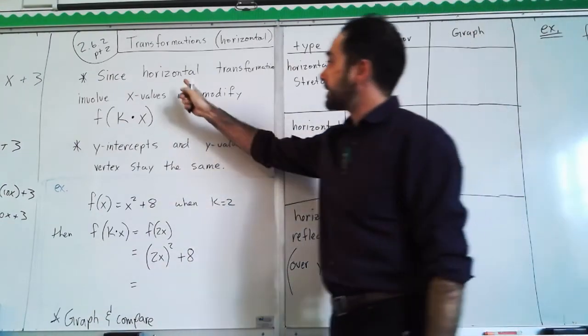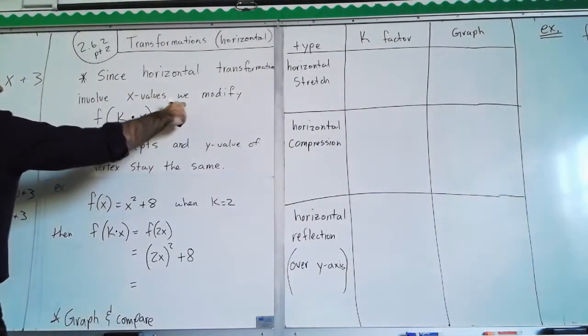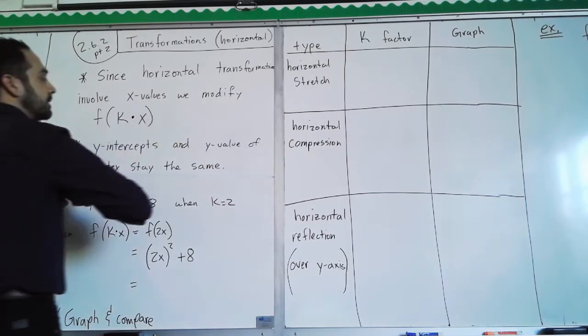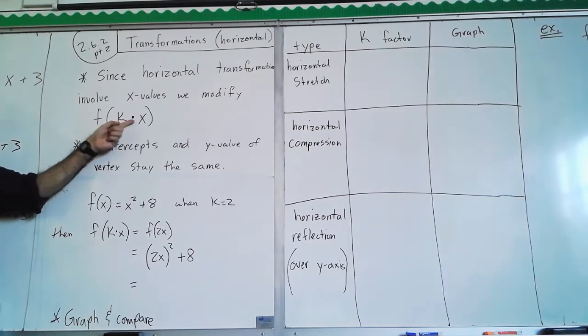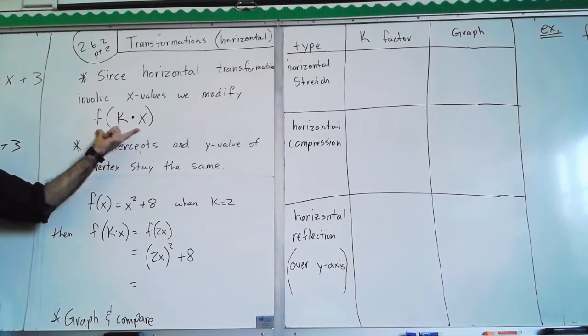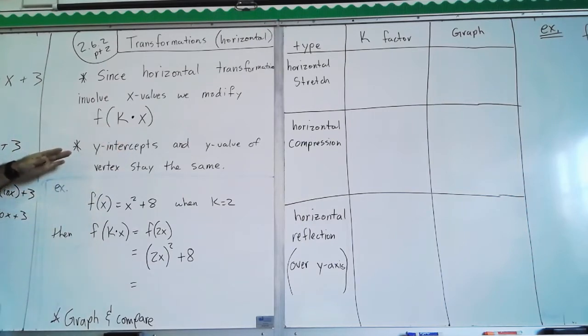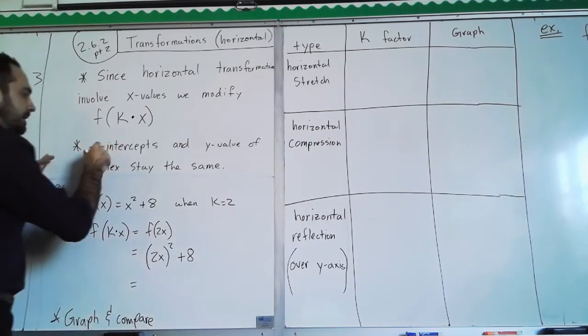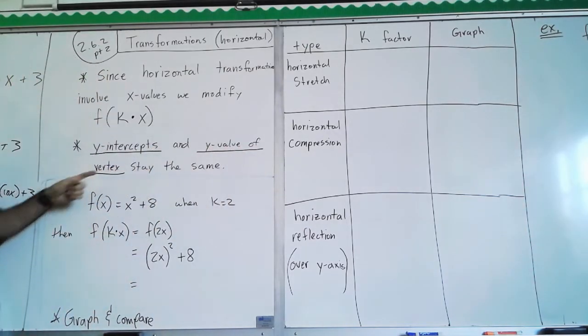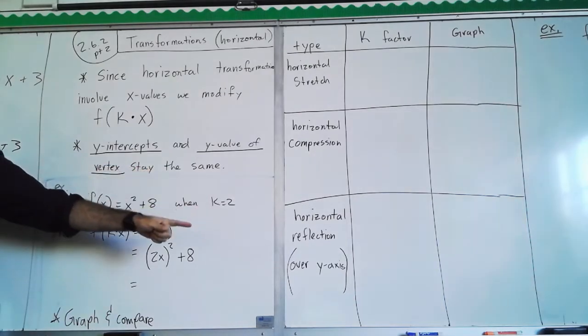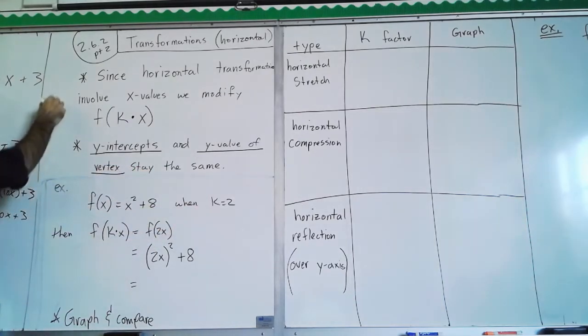So since horizontal transformations involve x values, we are going to modify f of k times x. So instead of putting the k and multiplying it times the entire f of x, this time we're multiplying that k factor to the x value. Okay. So one key thing, this is really important, in fact, underline this, the y-intercepts and the y value of the vertex stay the same.